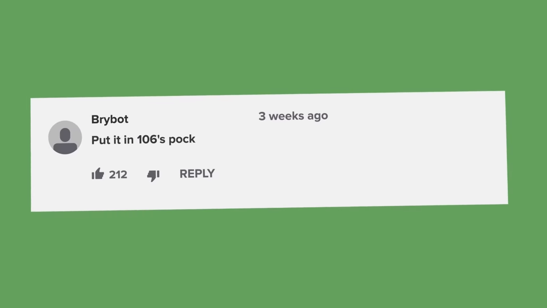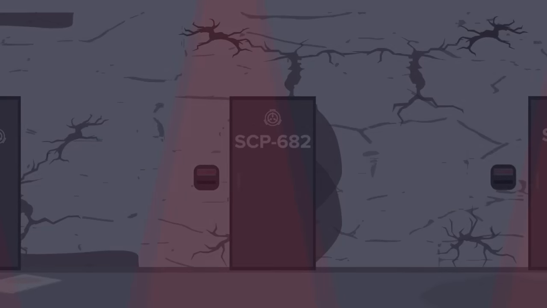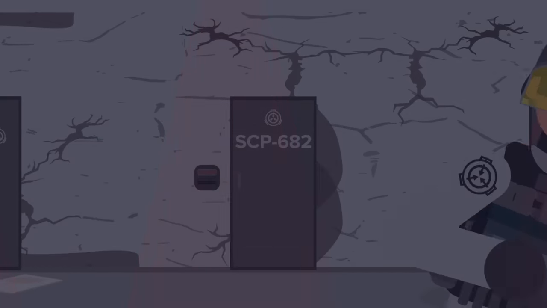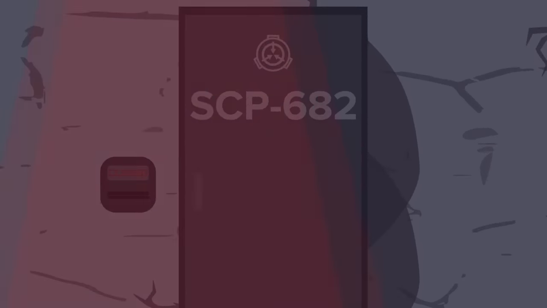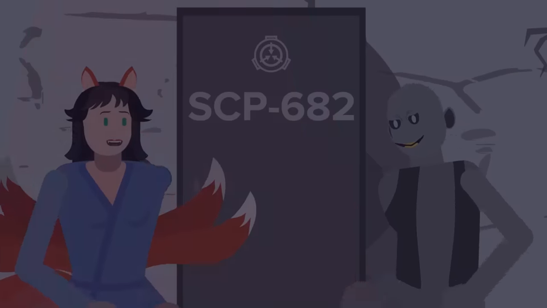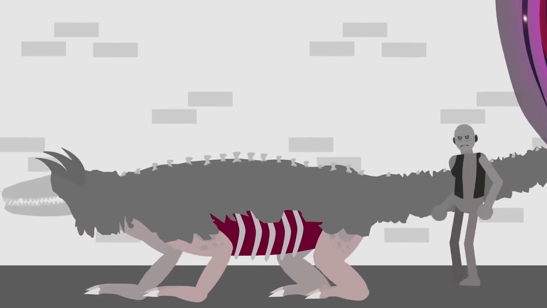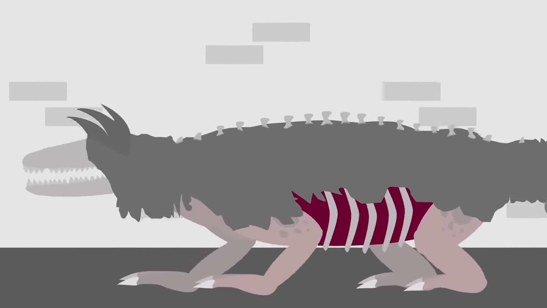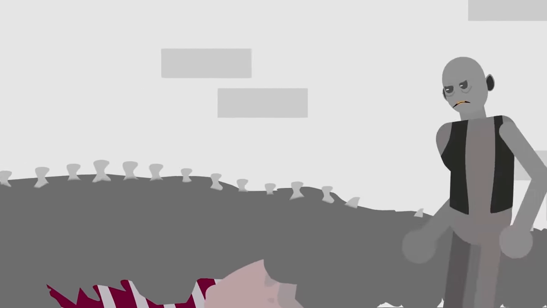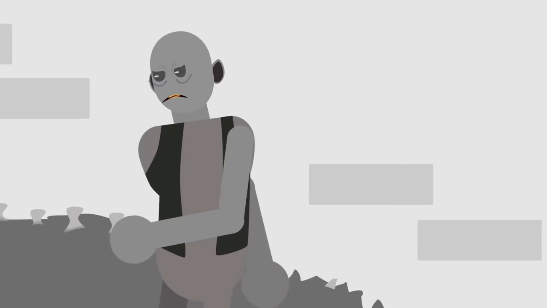Brybot said, "Put it in 106's pocket dimension." This actually happened once during a containment breach, where the old man as well as SCP-953, the polymorphic humanoid, ended up in 682's cell. SCP-106 dragged them all into its pocket dimension for a bit of the odd ultra-violence, and when they emerged, it was clear that they'd all taken considerable damage. SCP-682 wasn't killed though, and 106 hasn't tried anything like that again since.